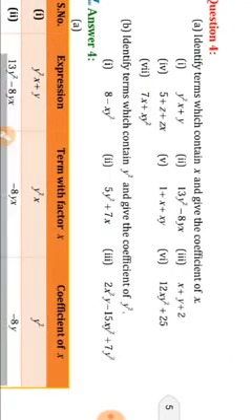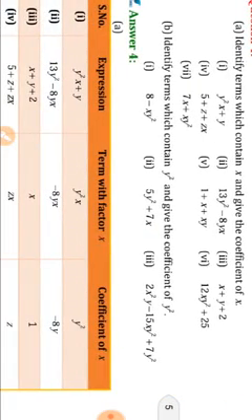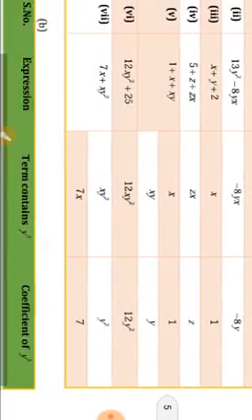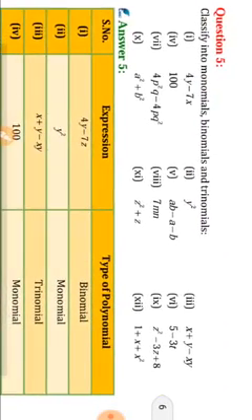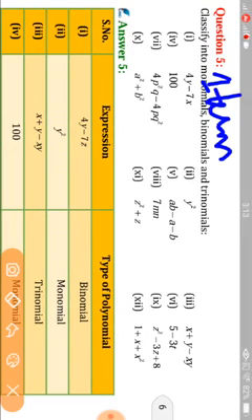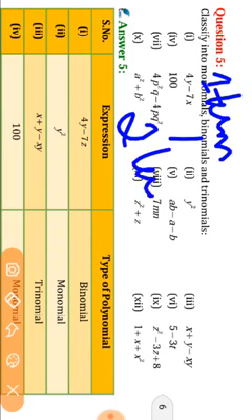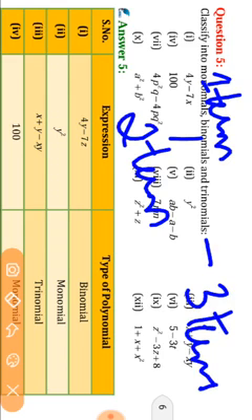Then the B question in this only: identify terms which contain y square and give the coefficient of y square. Here instead of x, y square we have to write it. Then classify into monomial, binomial and trinomial. Yes, I forgot to tell you in the explanation, monomial, binomial and trinomial. Monomial means one term if it is containing the expression. Binomial means two terms. Trinomial means three terms. Okay, only one term containing expression is called a monomial, two term expression is called a binomial, three term expression is called a trinomial.